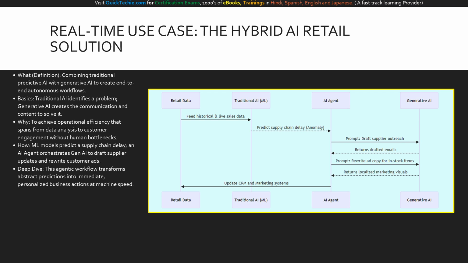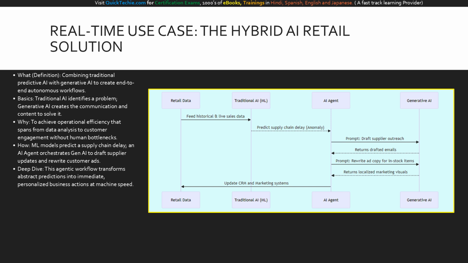To solidify these concepts, Slide 7 presents a real-time, highly impactful use case, the hybrid AI solution. What is this? It is the strategic combination of traditional predictive AI and generative AI to create end-to-end, autonomous workflows. The basics involve using traditional AI to identify a numerical trend or problem, and generative AI to create the content needed to address it. Why do this? To achieve unprecedented operational efficiency, moving from data analysis to execution without human bottlenecks.